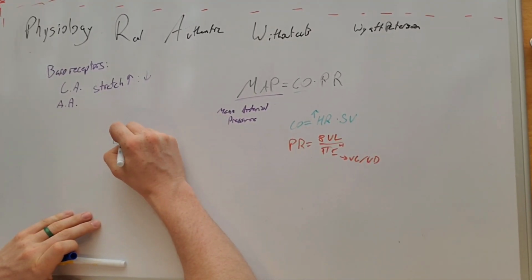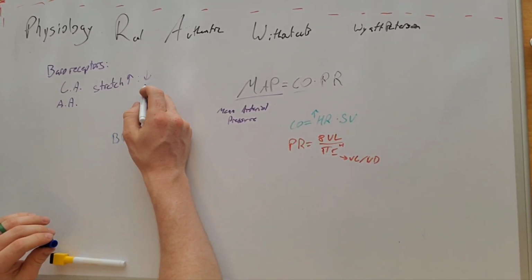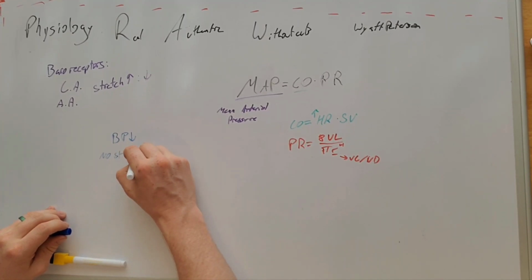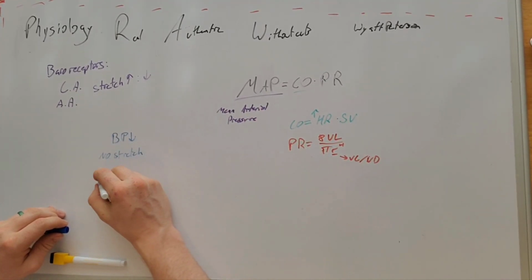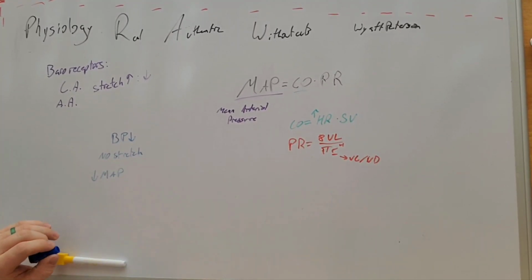So let's go BP drop. That means these are not getting stretched at all. So, no stretch in baroreceptors, which is signaling that the mean arterial pressure has gone down.